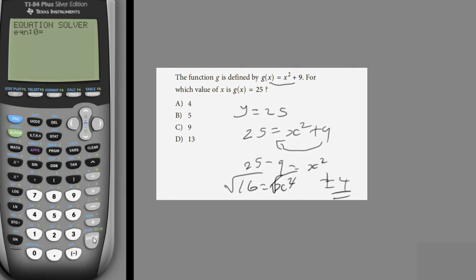Now if you are using the TI-84 Plus CE, the current model of this calculator, the process of solving equations on it is different from this silver edition.